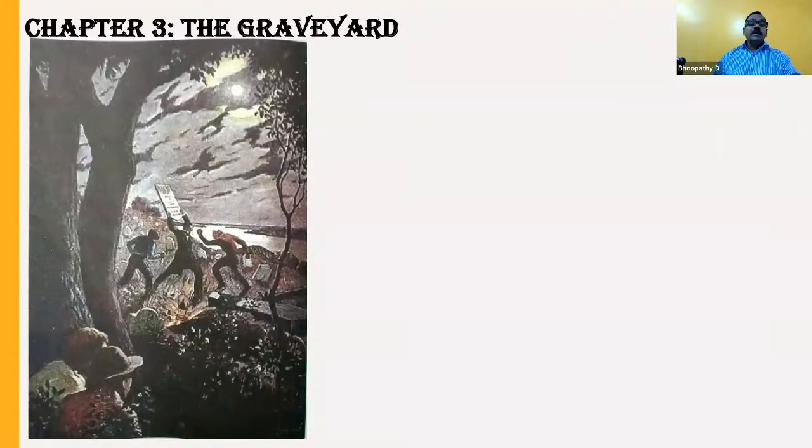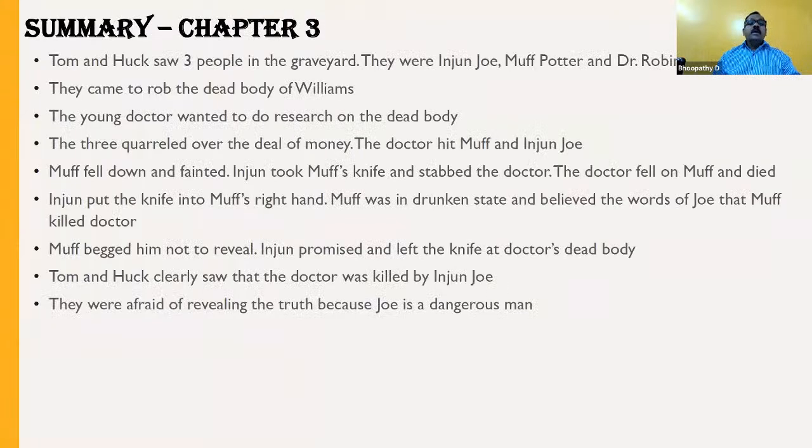And look at this third chapter, the picture, how the doctor is hitting the two. It is the graveyard. You see the two boys were hiding behind the tree and they were watching what's going on. And this is the picture. And then when you see the summary of third chapter, Tom and Huck saw three people in the graveyard. They were not ghosts. First, they thought they were ghosts. Actually, they were not ghosts. They were Injun Joe, the villain, Muff Potter, the drunkard, and Dr. Robinson. Actually, they came to the graveyard to rob the dead body of Williams.